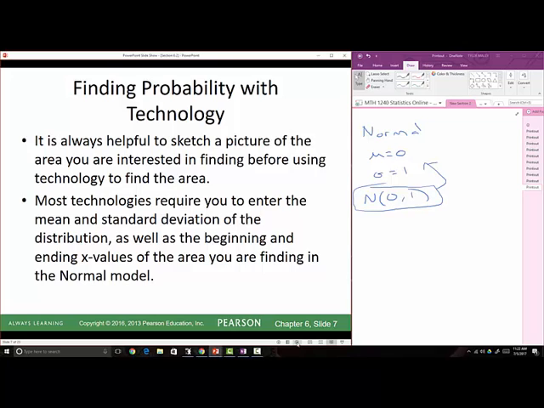We are going to find probabilities with technology in the class. Just some hints: it is always helpful to sketch a picture of the area that we're trying to find. And then our technologies are going to require us to put in the mean and standard deviation, so that way we can find this normal curve. I'm going to show you how to find this using the graphing calculator, TI-84, and also R.